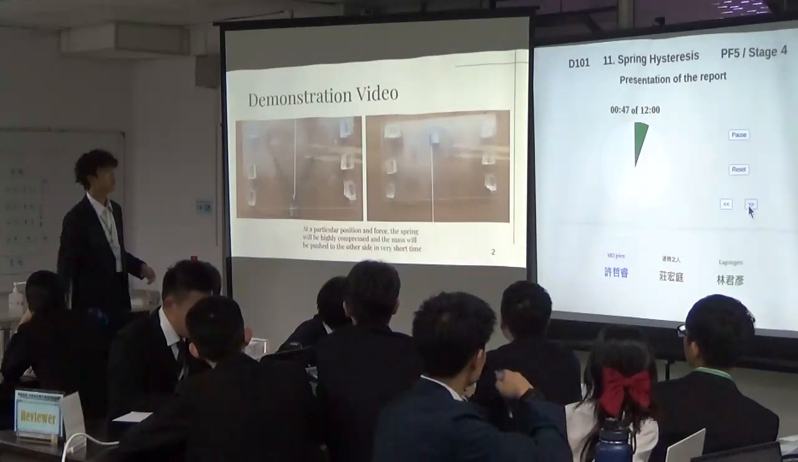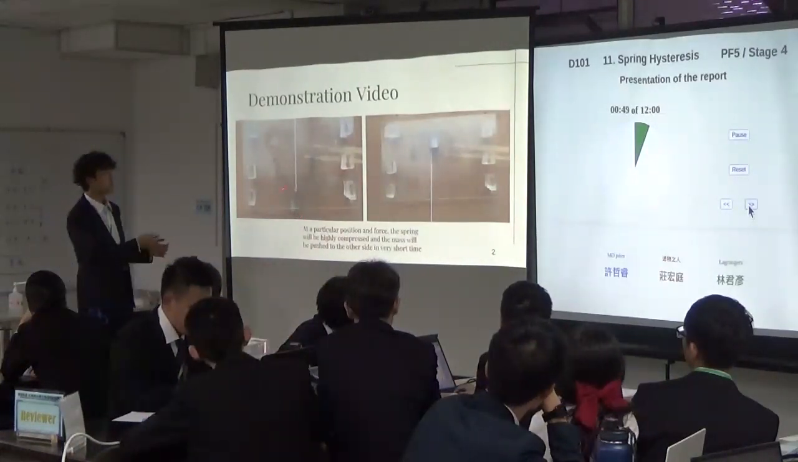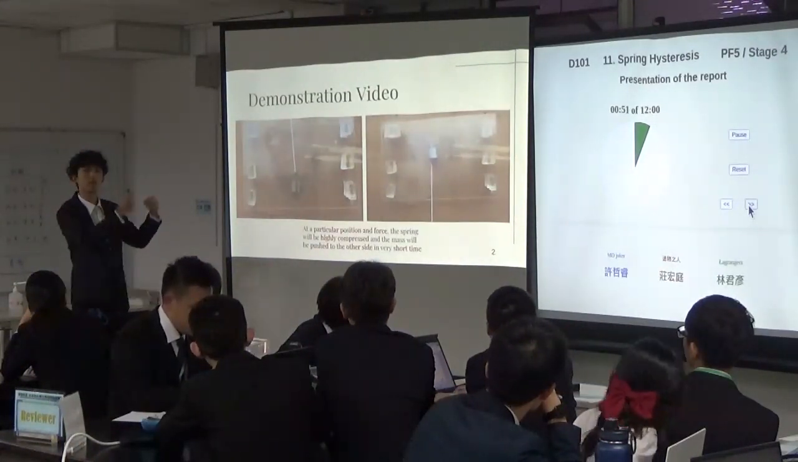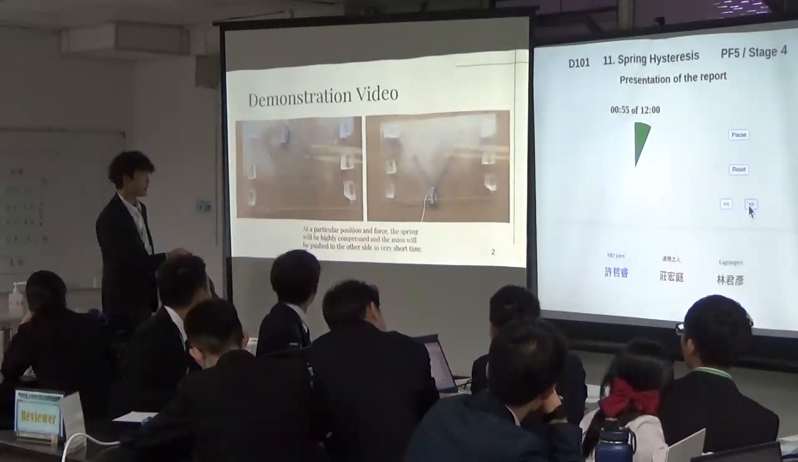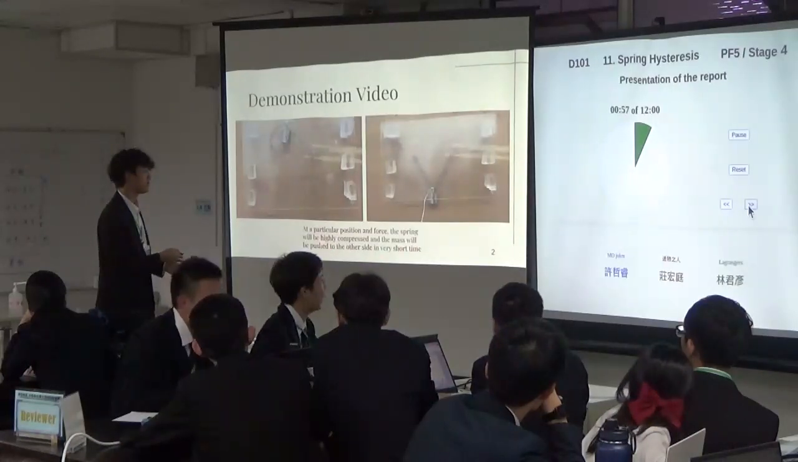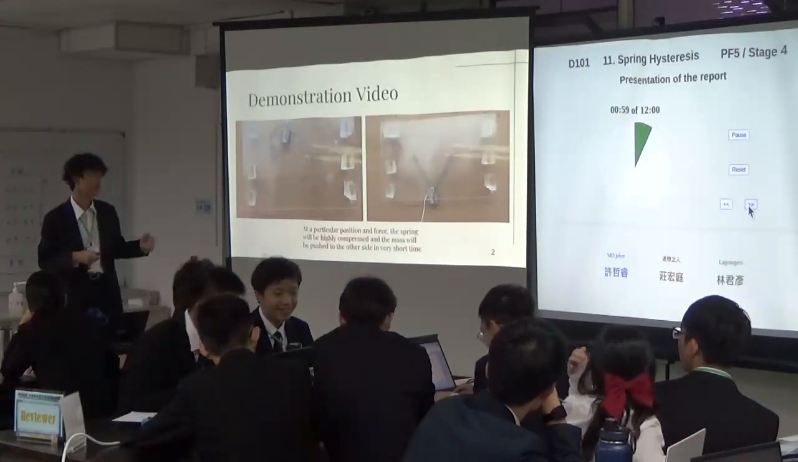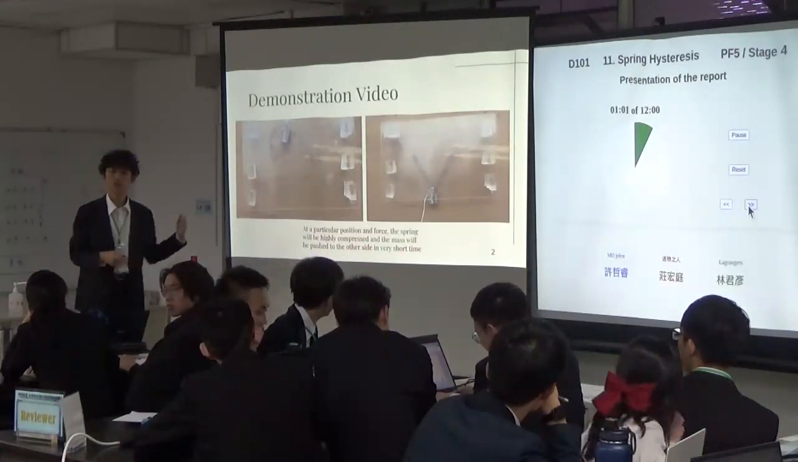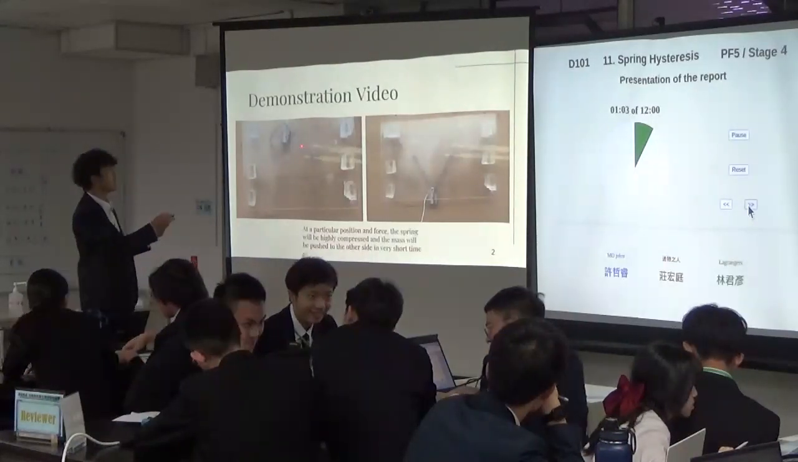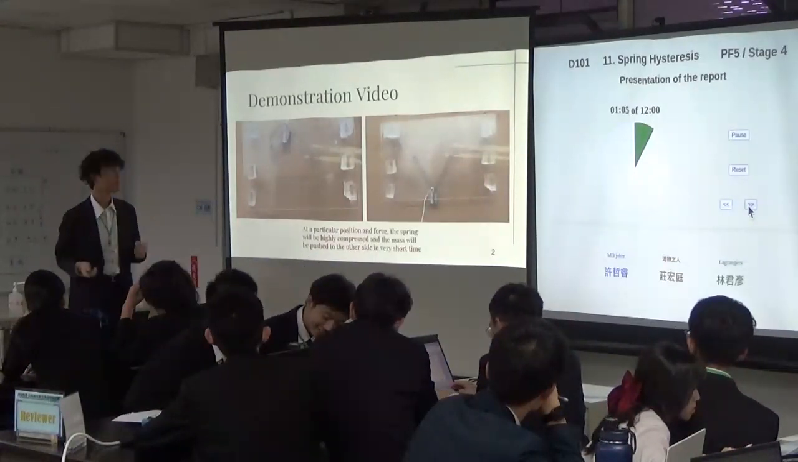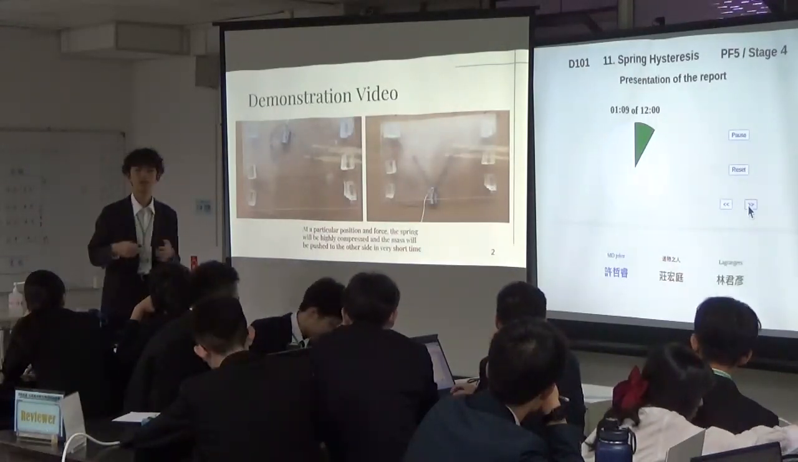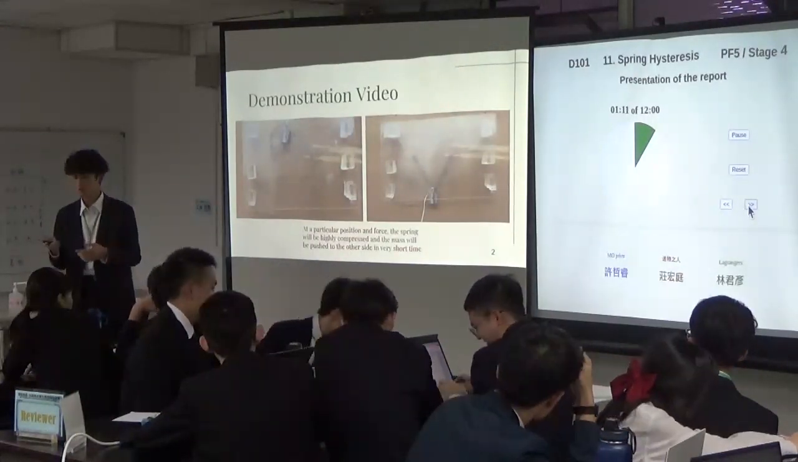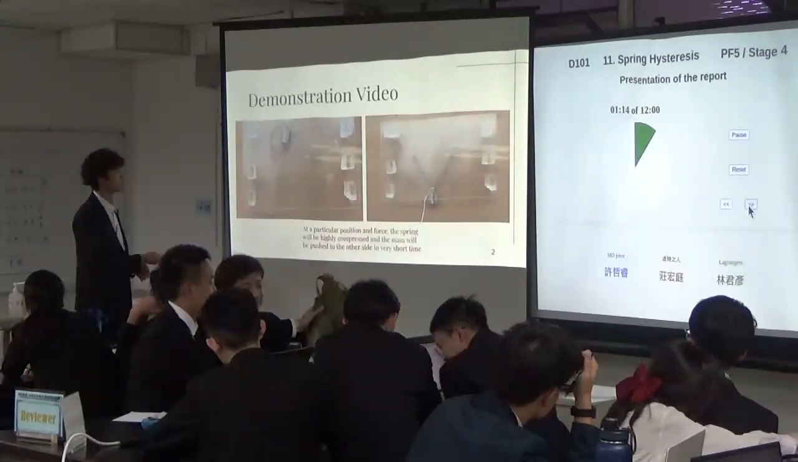And this is a demonstration video. Here, in these two different directions of pulling the mass, we can see that at a particular position and force, the spring will be highly compressed and the mass will be pushed to the other side in a very short time. However, we can see that the bending of the spring is easily observed, and this will be discussed later in our experiment discussion.